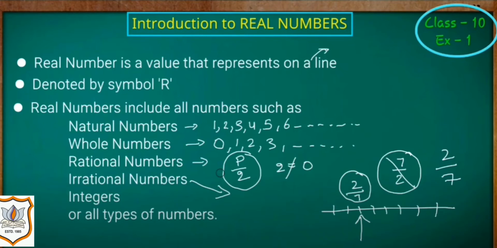A rational number can be expressed in p/q form, and the value of q can't be 0. The value of q is not equal to 0. Integers may be positive integers or negative integers, and all types of numbers.